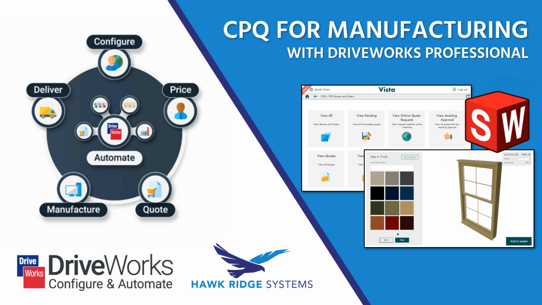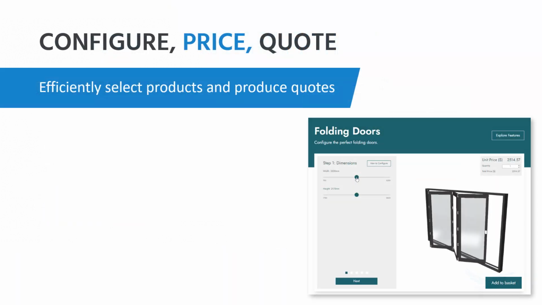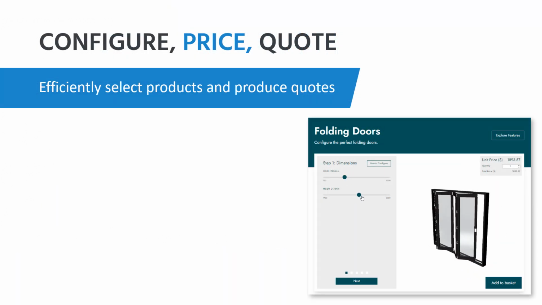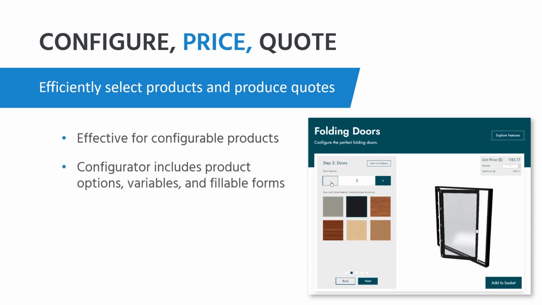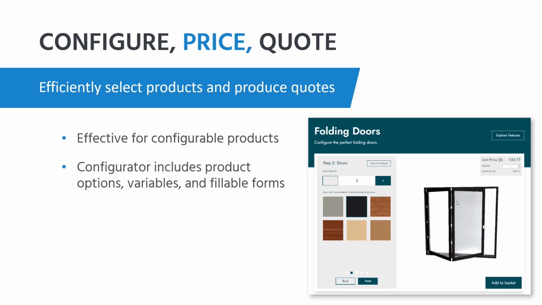Configure Price Quote, typically abbreviated as CPQ, is an automated solution which enables companies to quickly and consistently generate accurate quotes for sales orders of configurable products. A typical CPQ solution comes in the form of a product configurator, allowing users to select options and customize products, ultimately creating and delivering a quote.